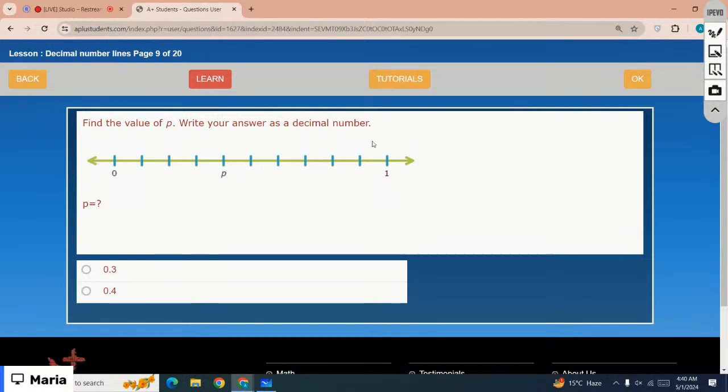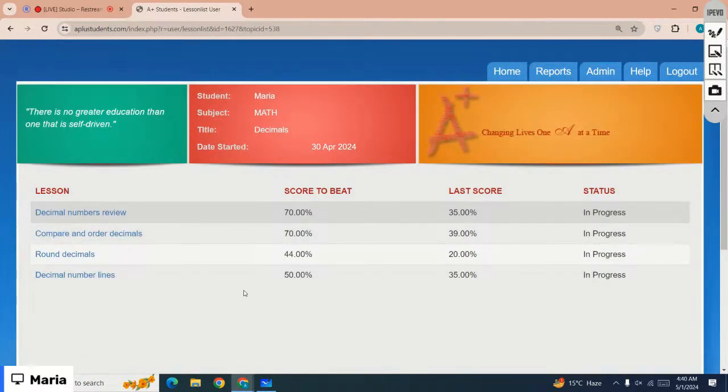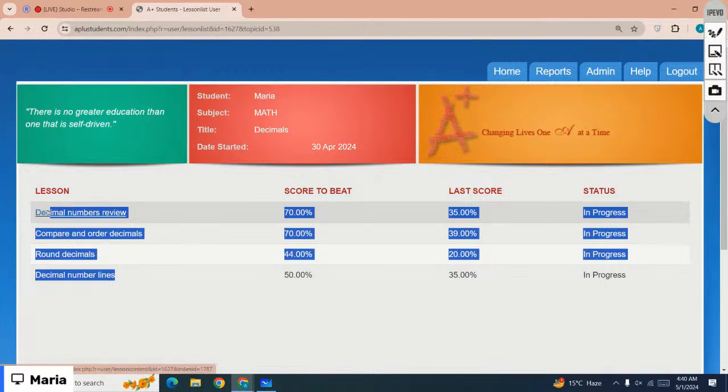Okay, you can complete the lesson by yourself later today. So we were working on grade 7 math. The chapter we were working on is decimals. The lessons we have covered today are decimal numbers review, compare and order decimals, round decimals and decimal number lines. So please make sure before the next session you complete all the practice questions for the lessons we did today. That is your homework until the next session, right?